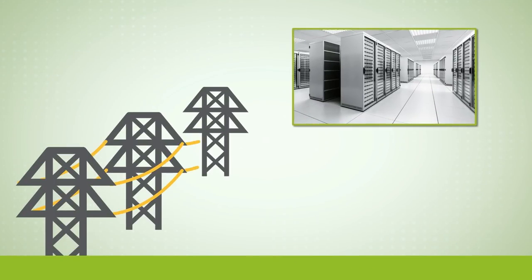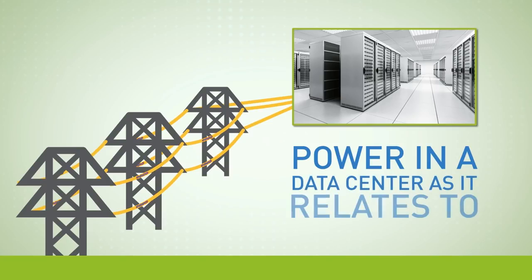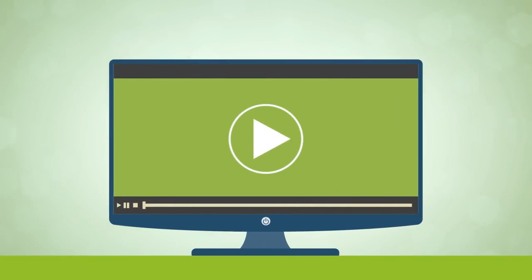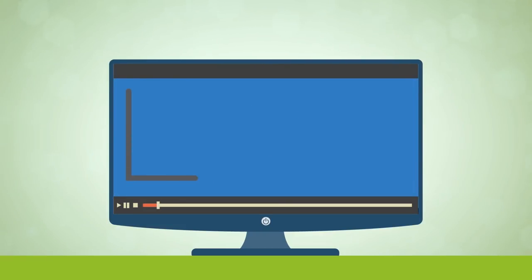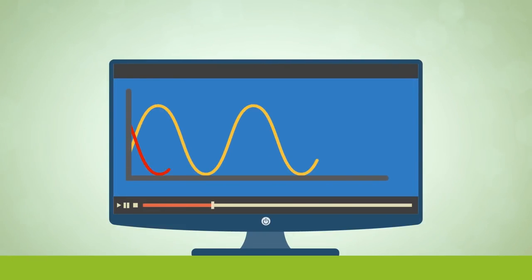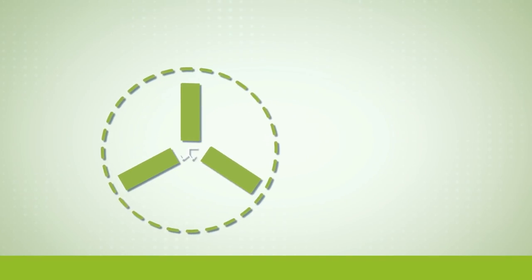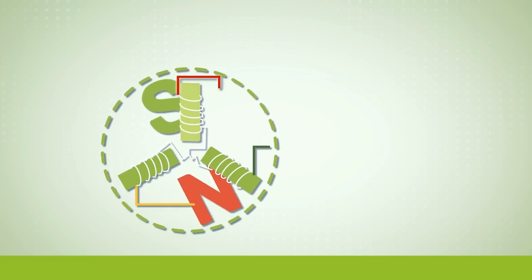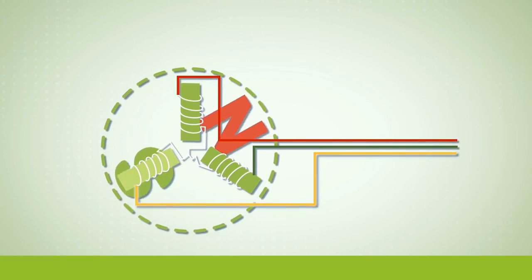Welcome to this video course on power in a data center as it relates to data center racks. As we'll illustrate in another video, the power that enters a data center is usually three-phase alternating current power, which is more commonly referred to as three-phase AC power. It's important to understand how alternating current works to be able to appreciate the fact that three-phase power is actually three lines that are 120 degrees apart.